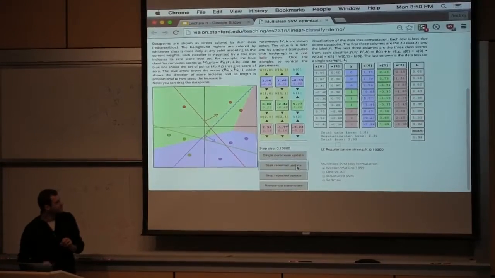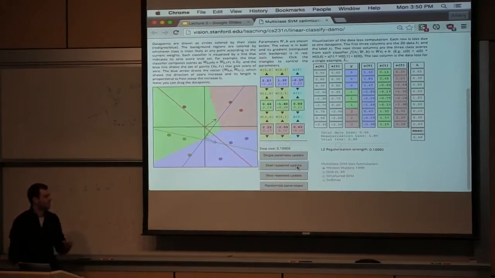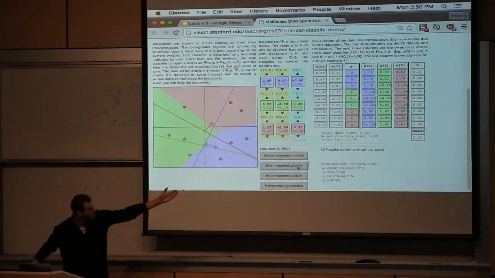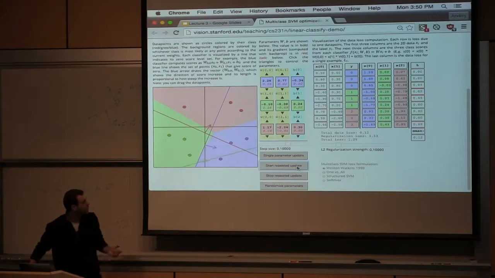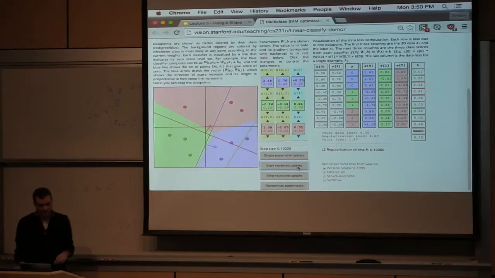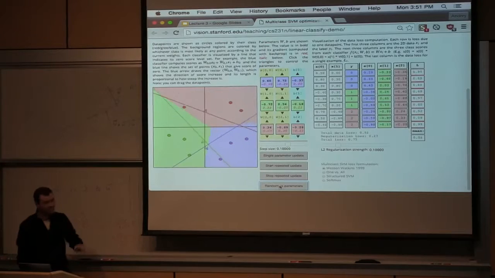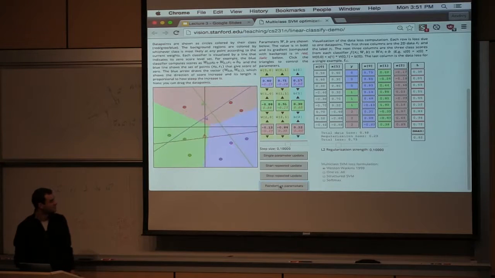So I can also start a repeated update, and basically we keep improving this W over and over until our loss, which started off at roughly 3 or something like that, is now a mean loss over the data of 0.1 or something like that, and we're correctly classifying all these points here. So I can also randomize W, which just knocks it off, and then this always converges to the exact same point through the process of optimization.